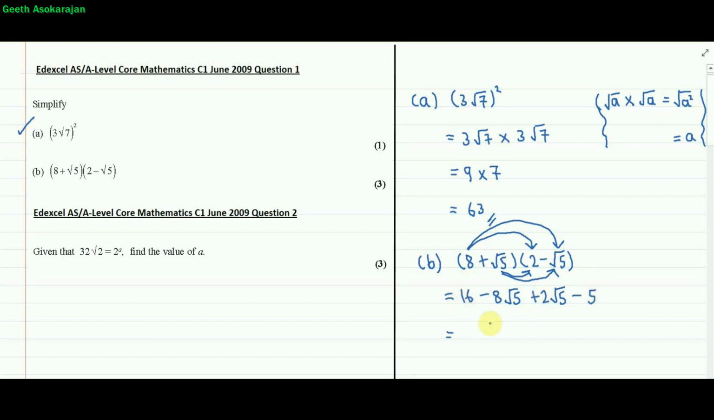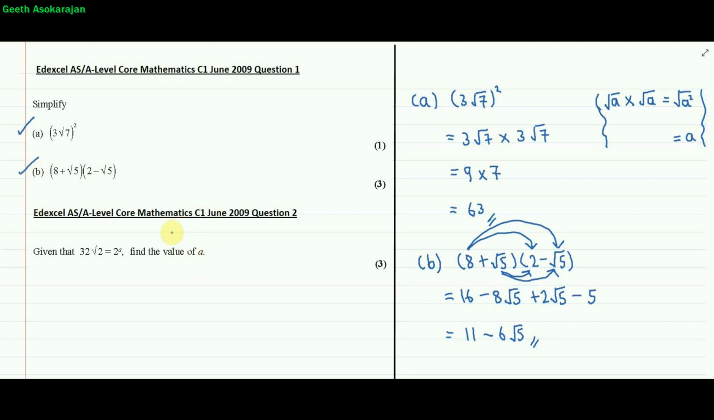16 minus 5 is 11. And minus 8 root 5 plus 2 root 5 is minus 6 root 5. So that should be the answer to part B.